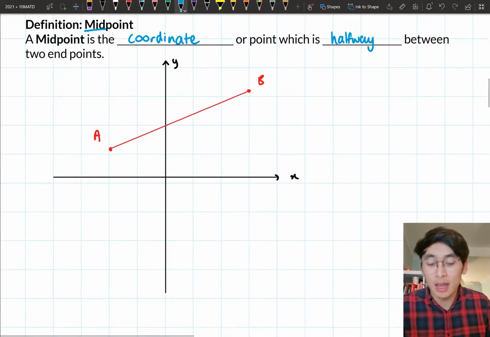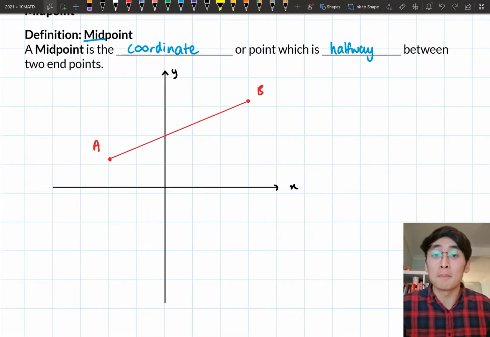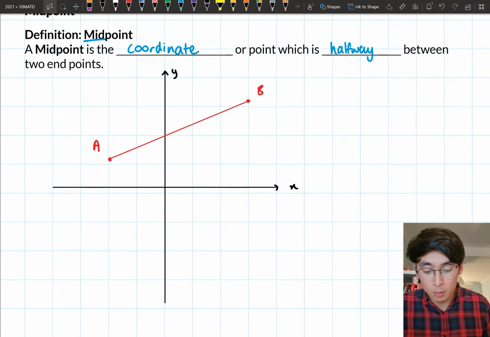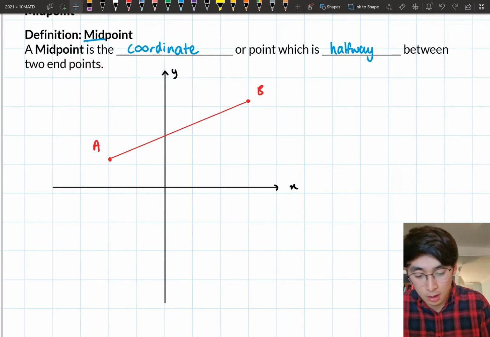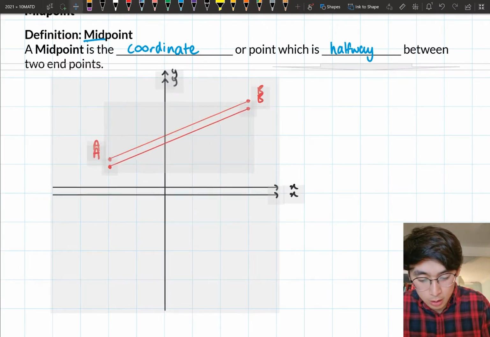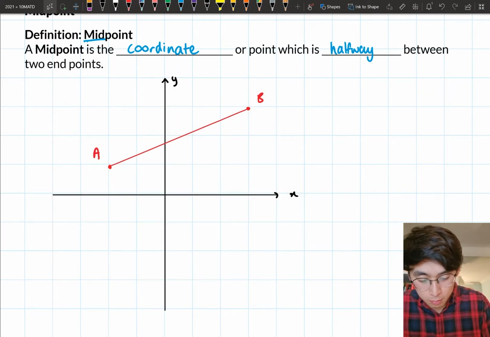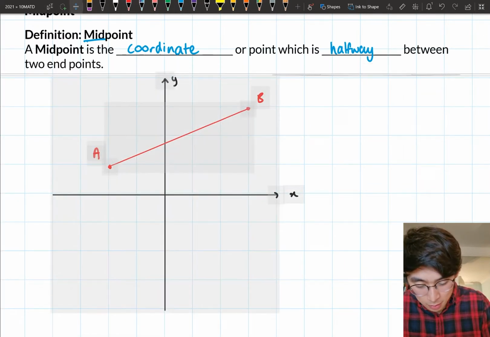This is the same drawing that I had before. When I'm talking about the midpoint, I'm just trying to find the point which is in the middle. Let me just fix this up so it lines up a little bit better for me. Ooh, nope, it doesn't line up. Just fix.